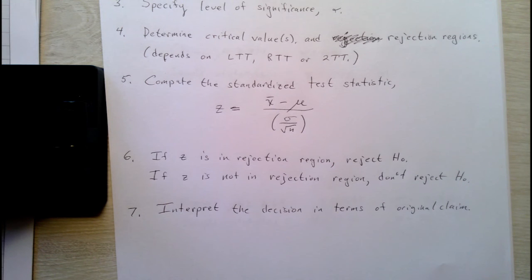So that's what we're going to say: there's enough evidence to support the claim, there's enough evidence to reject the claim, there's not enough evidence to support the claim, or there's not enough evidence to reject the claim, depending on whether the claim is in the null hypothesis or the alternative hypothesis. Okay, and we talked about that in the previous video.